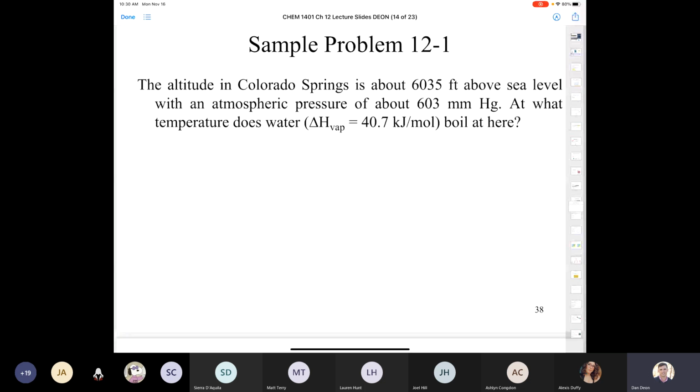Anyhow, I'll give you a second to look at the problem. It says the altitude in Colorado Springs is around 6,035 feet above sea level with an atmospheric pressure of 603 millimeters of mercury. At what temperature does water boil here? And it gives you the delta H of vaporization.